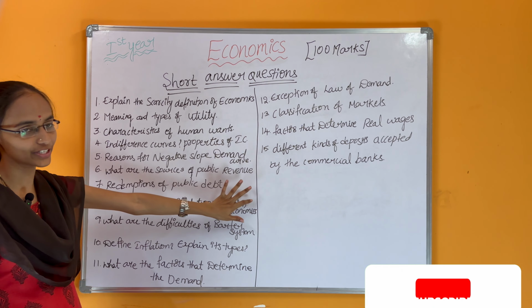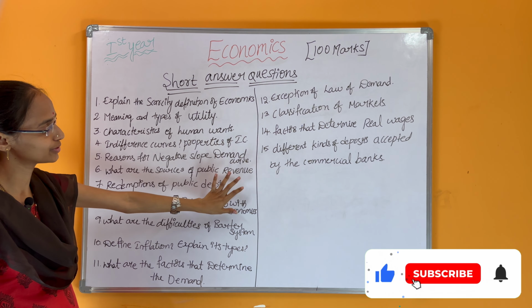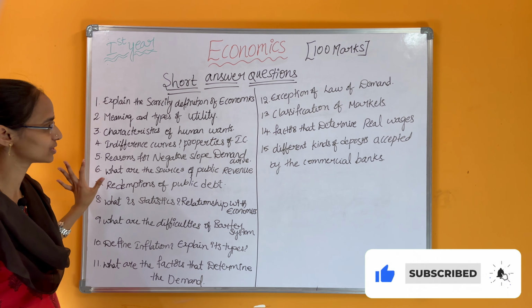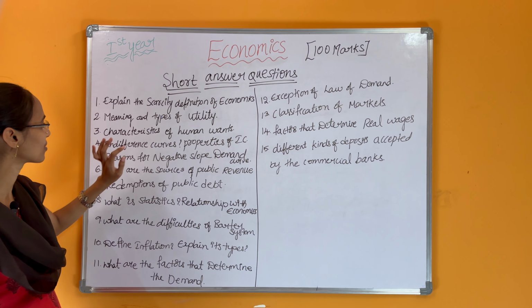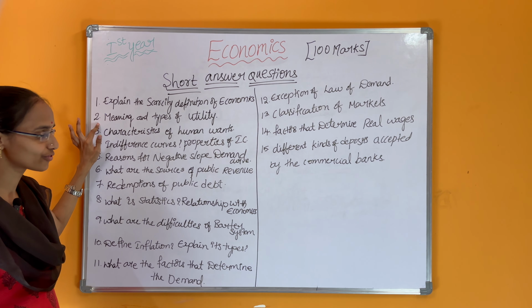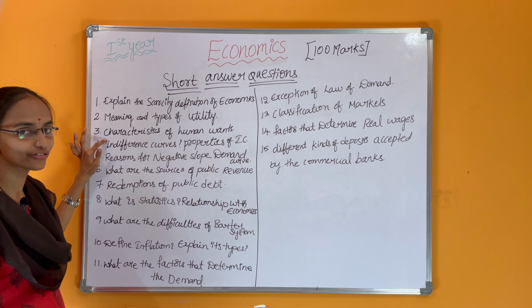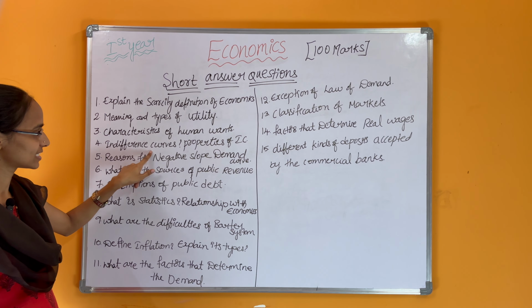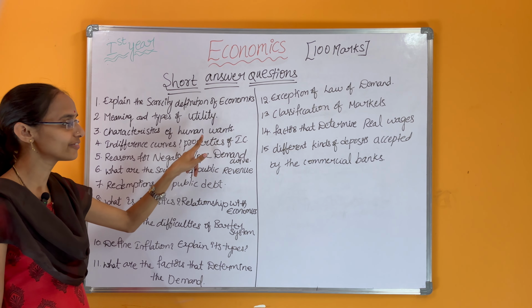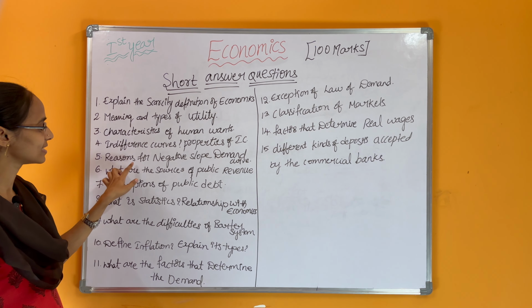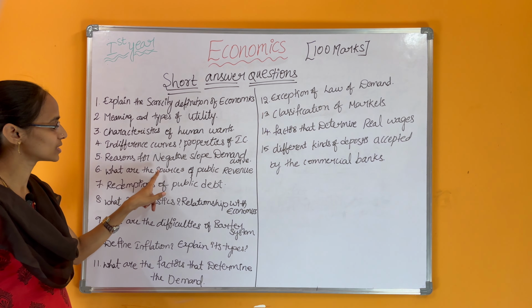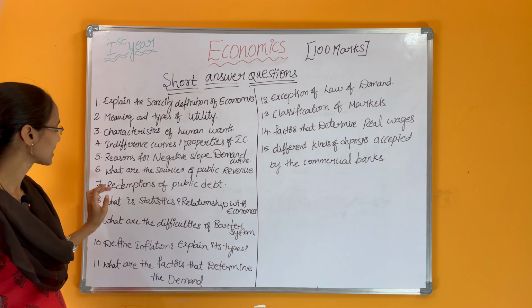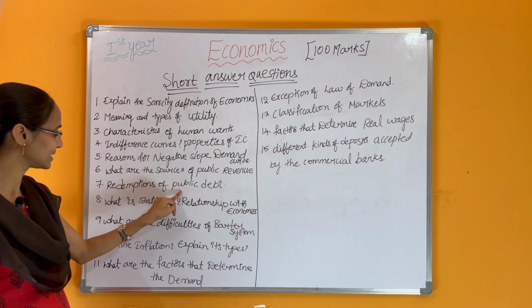A total of 15 questions are there. You have to read all of these 15 questions. Now the first one is explain the scarcity definition of economics, meaning and types of utility, characteristics of human wants, indifference curve, and what are the properties of indifference curve, what are the reasons for negative slope of demand curve, what are the sources of public revenue, what are the redemptions of public debt.